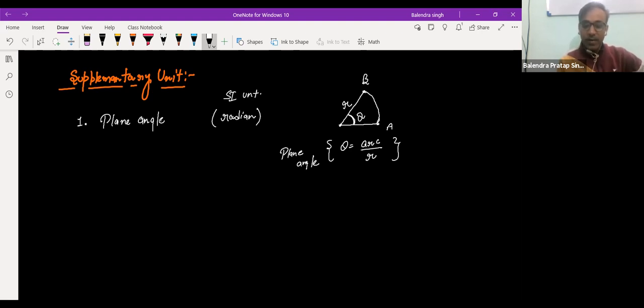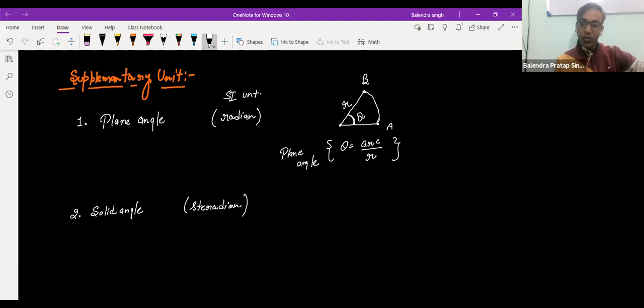So another supplementary unit is solid angle. The SI unit of this solid angle is steradian. And what is a solid angle? How do you define a solid angle?